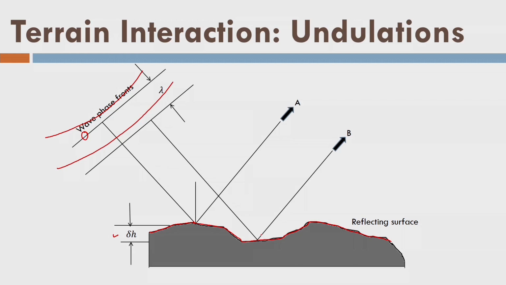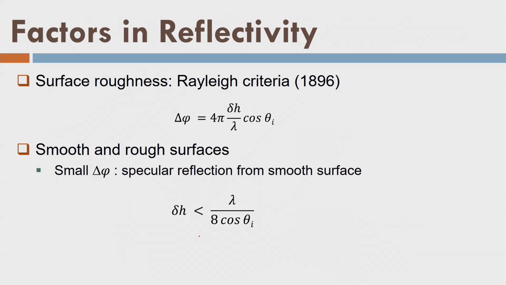Now, if I measure the angle theta I for point A and point B, let us say A1 and B1, at point A1 we have theta I, and at point B1 we also have the same incidence angle. We say that the surface roughness is determined by this factor called delta phi, and it is given by 4 pi times dh by lambda into cos theta I, and it is called the Rayleigh criteria.